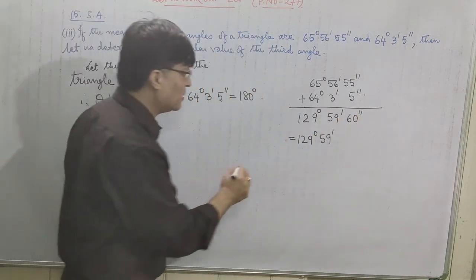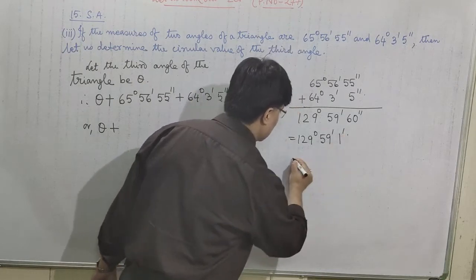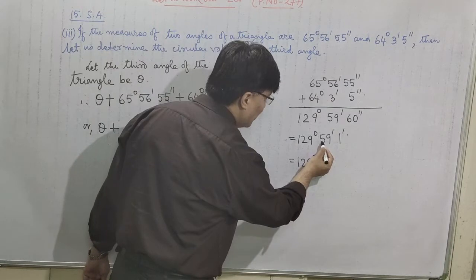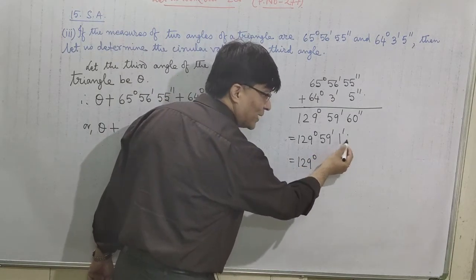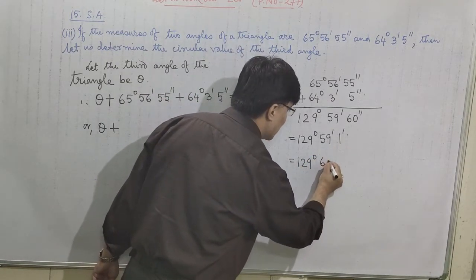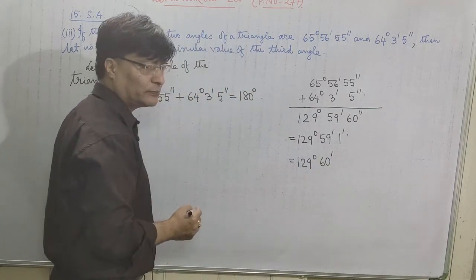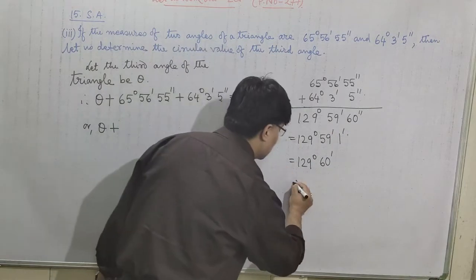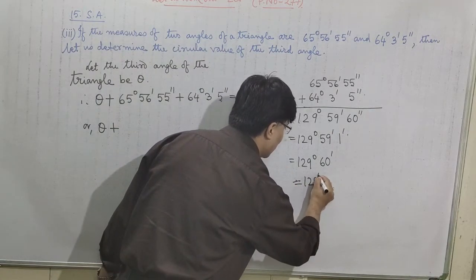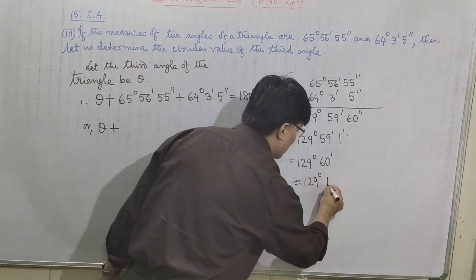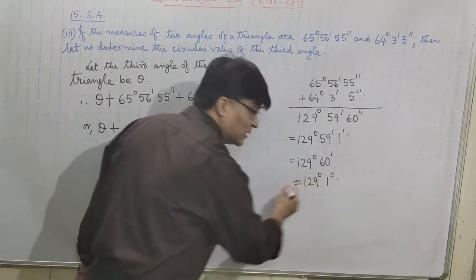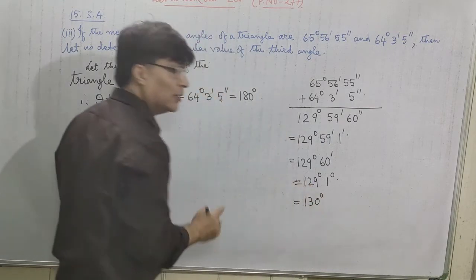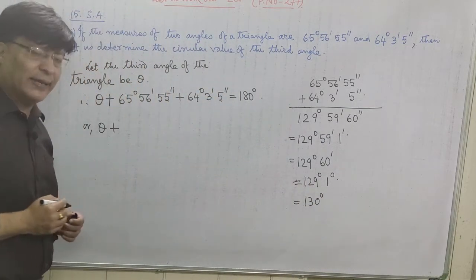60 seconds is 1 minute, so it is 1 minute. Now since this is 59 minutes and 1 minute, you can add them. So 59 plus 1 is 60 minutes. And you know that 60 minutes is 1 degree. So it is 129 degree plus 1 degree, and since both are degrees, you can add them. So 129 plus 1 is 130 degree.